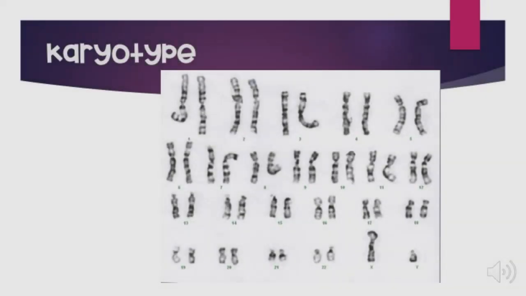So looking at this next karyotype, you can see that the chromosomes are organized by height, from largest to smallest. Again, chromosomes 1 through 22 are for bodies. Those are called autosomes. And then the 23rd pair, in this case, we see there's one X and one Y, so we know that this individual is in fact a male.